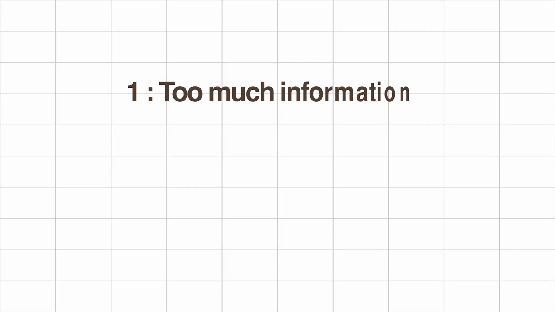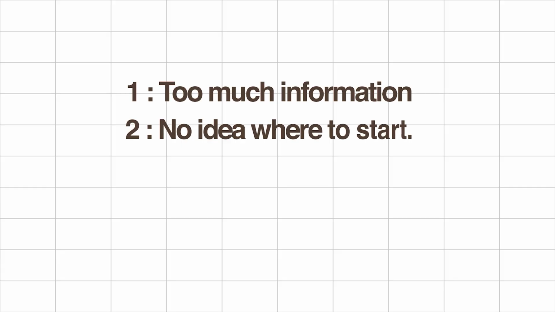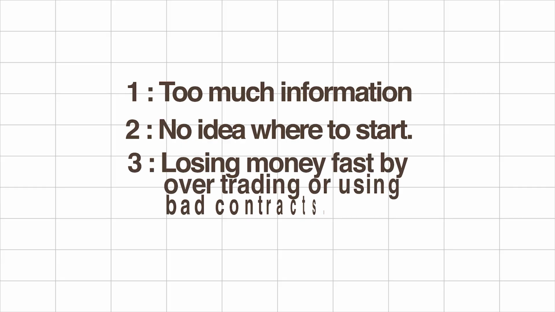So that's the step-by-step process I would follow if I had to start options trading again from zero. But here's the truth. Doing this alone is not easy. Most new traders face 3 big problems: too much information online and no idea where to start, losing money fast by overtrading or using bad contracts, and no one to ask questions or check their progress. So now you have 2 choices. One, you try to figure it out all by yourself. It's possible, but you'll waste a lot of time and probably lose money while learning everything the hard way. Or option 2, you can learn with me.